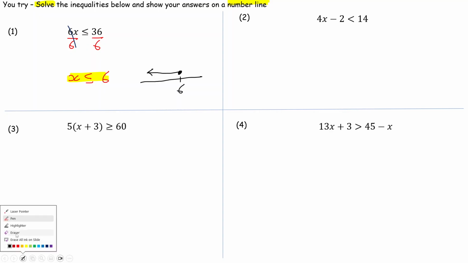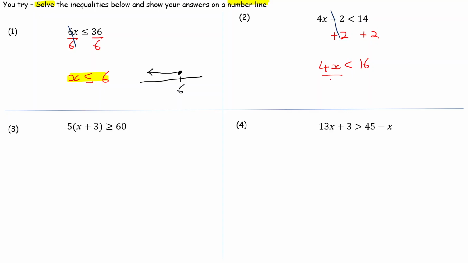Good. Number 2. Okay, again, solve this. I've got 4x take away 2. Well, let's begin by adding on 2 to both sides, because then what's going to happen there? These two are going to cancel. They are opposite. They go. Good. I'm left with, on my left-hand side of the inequality, just 4x now being less than 14 plus 2, which is 16.